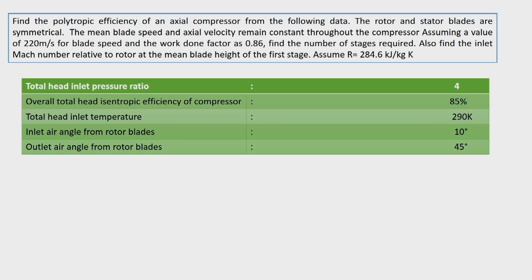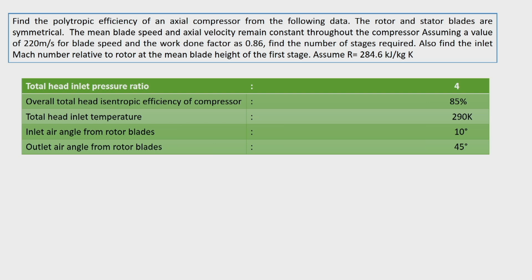Let us go to the next example, which says: find the polytropic efficiency of an axial compressor from the following data. The rotor and stator blades are symmetrical. This statement itself means that we are given a degree of reaction of 0.5. So we can take alpha 2 is equal to beta 1 and beta 2 is equal to alpha 1.